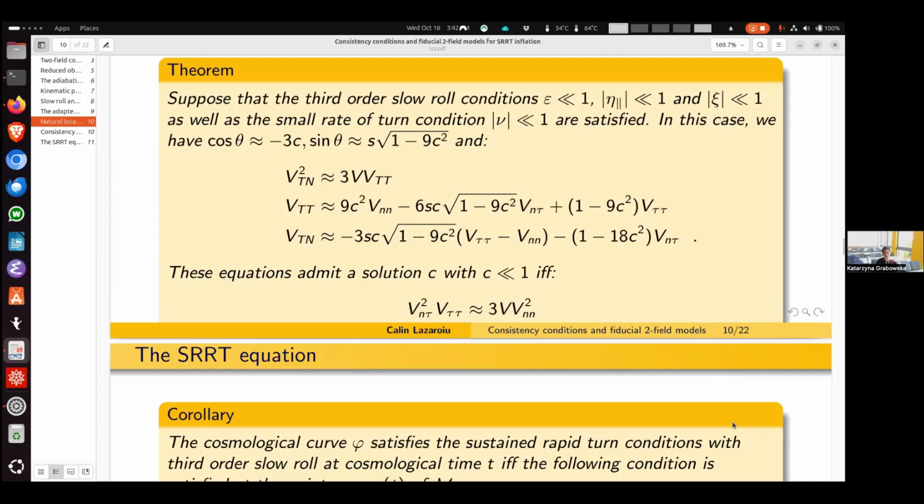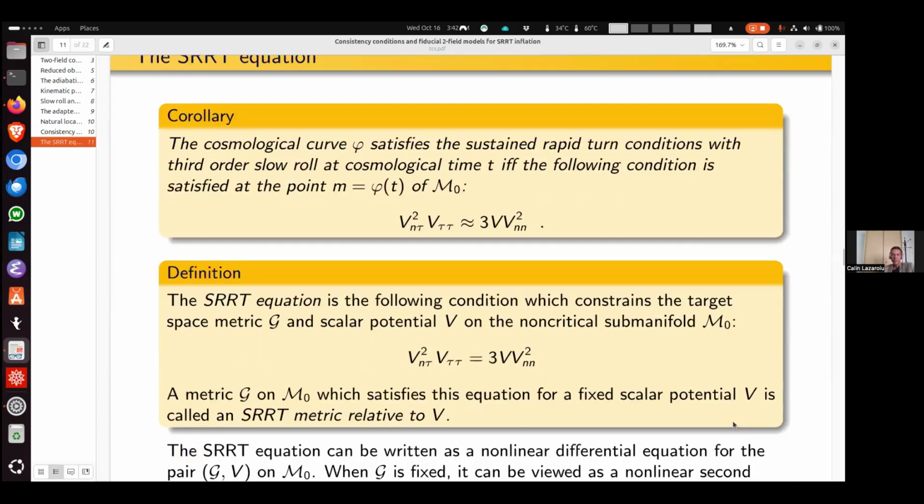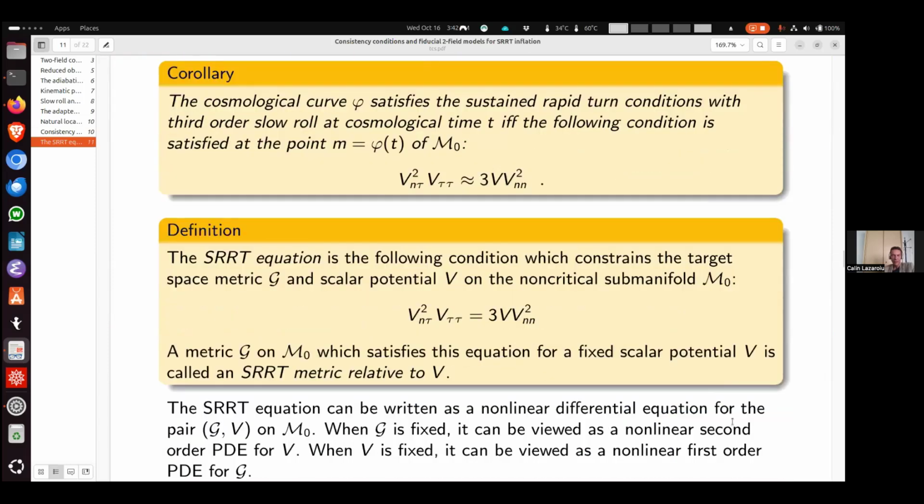Okay. Yes? Okay. So let me extract the part that has immediate mathematical interest from this. The corollary is that the cosmological curve phi, a solution of the cosmological equation, satisfies the sustained rapid turn conditions with third order slow roll at cosmological time t, if and only if the following condition is satisfied at the point m equal to phi of t of m naught. I assumed throughout that this phi is a non-critical curve. The image of phi is contained in a non-critical locus, meaning the complement of the critical locus of V. Okay? So that's the equation.